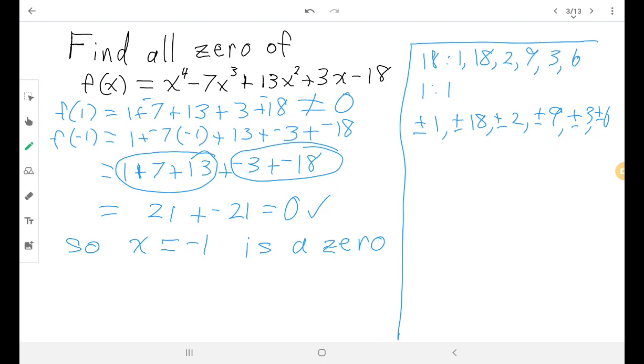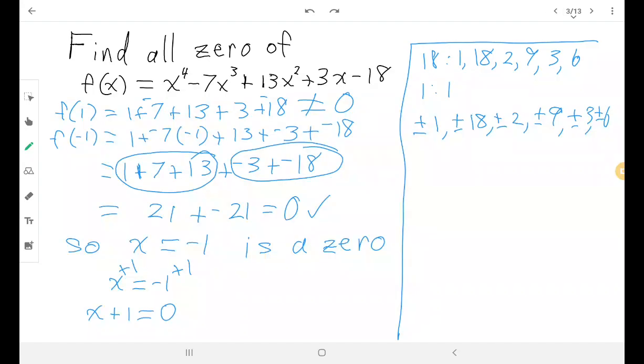So that's helpful, right? That helps me a lot. And then what I want to do is take this x equals negative 1 and make it so that it's equal to 0. So add 1 to both sides. And then I can take this, and I can do the long division on that. So that's what I'm going to do next.